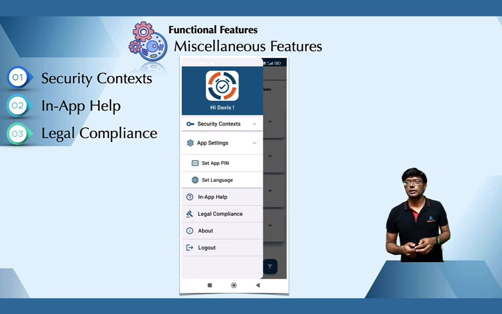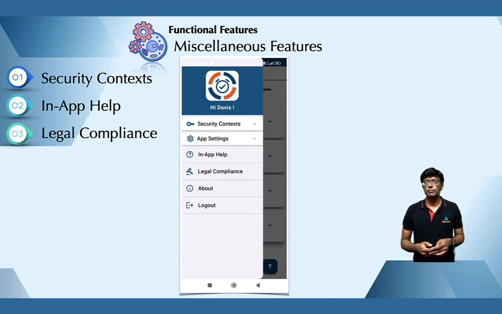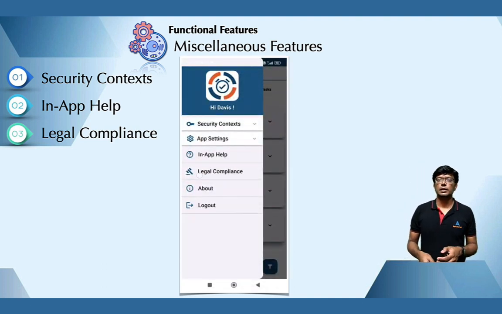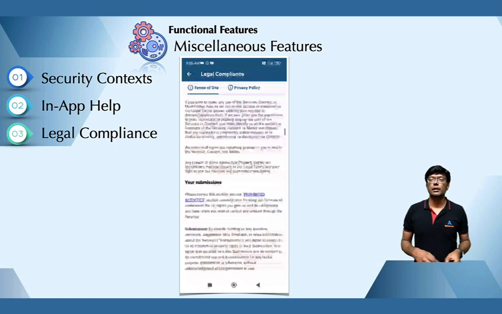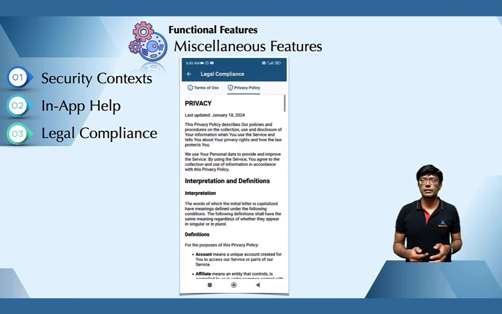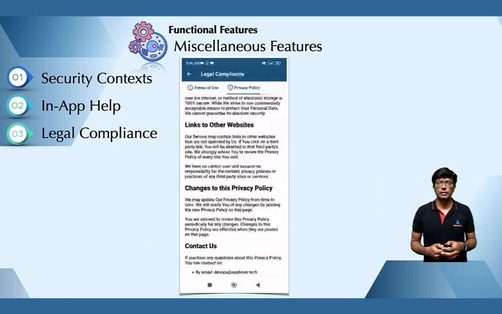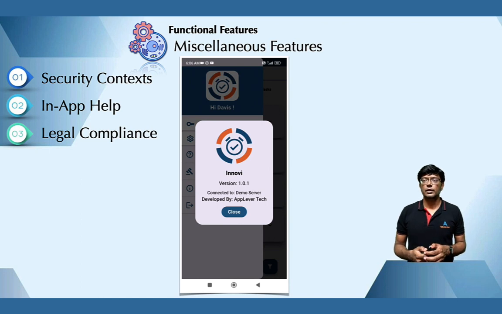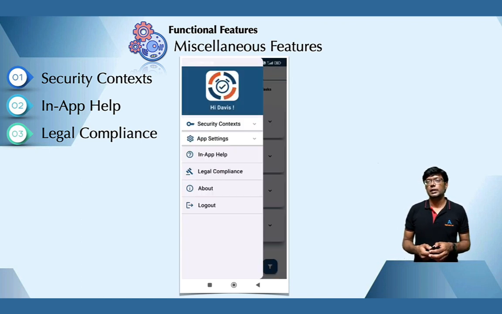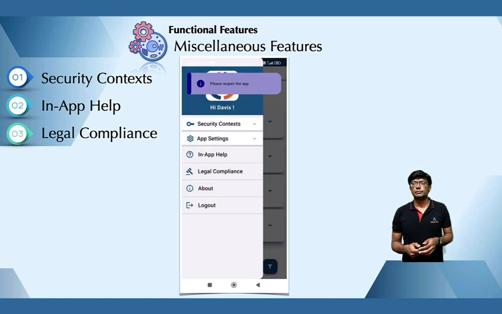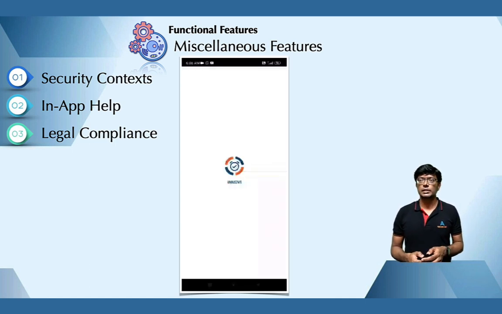We also have in-app help. It's a complete app help, so you don't need to go anywhere else to see the help topics. And you can also see the legal compliance. Legal compliance is nothing but the terms of use which you agreed to during the login, and also the privacy policy. It is displayed intact within the app itself for transparency. You can also see the About dialog, which shows the version, and finally there is logout. Logout is going to close the app completely for security reasons. You have to reopen it. So that's all about the miscellaneous features.